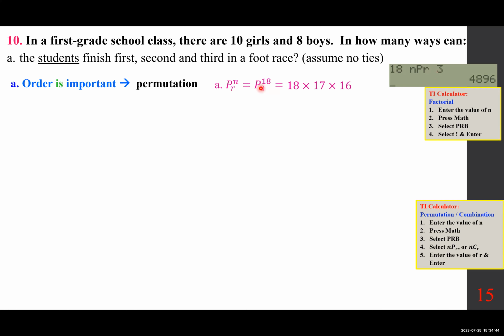Again, you don't have to necessarily do this by hand, but it's important to understand this. It's a permutation. Or you can think of it as 3 spots. They can't repeat.